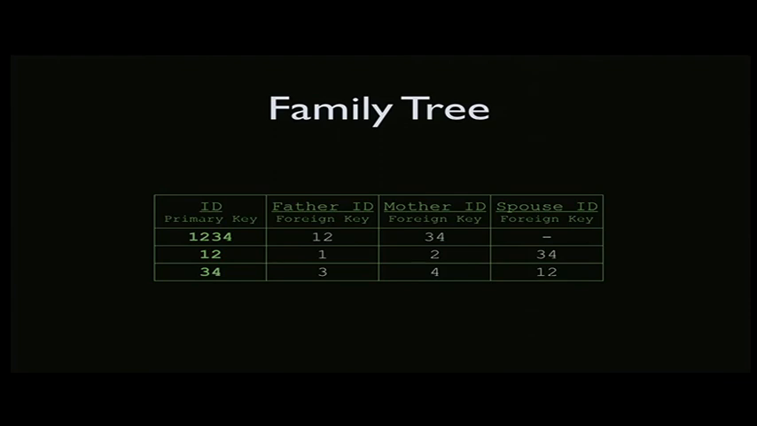And then we have foreign keys, like I said, to the person's father, to his mother, and to his spouse, if he or she is married. So in this example, we have the person 1234 with his ID. We know that his parents are 12 and 34, and then very easily we can see that the father 12 has again parents 12 and 34 is mother 34. They're married to each other. Pretty easy stuff, foreign keys.